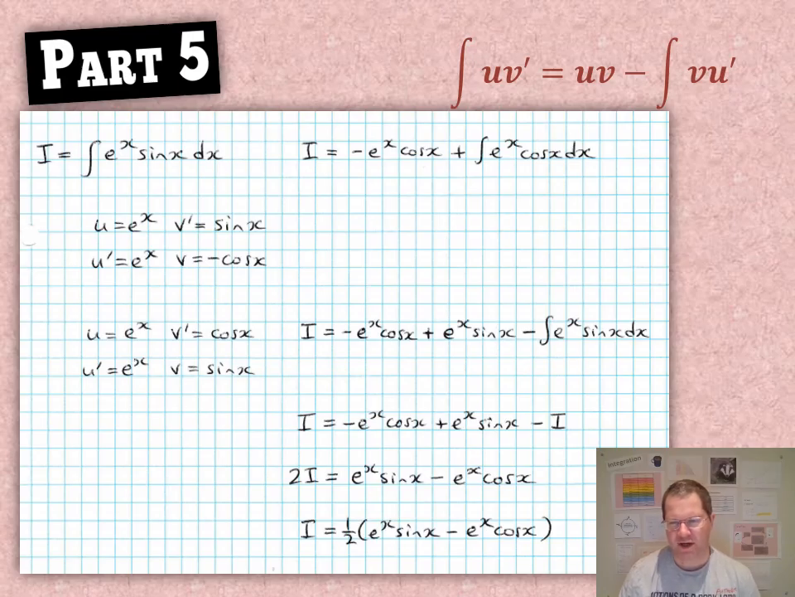So if I add an I to both sides, I get 2I is equal to e to the x sine x minus e to the x cos x. And then if I divide by 2, I get I, the answer to the question, is equal to a half, open brackets, e to the x sine x minus e to the x cos x. And if I wanted to, I could factorize out the e to the x as well.